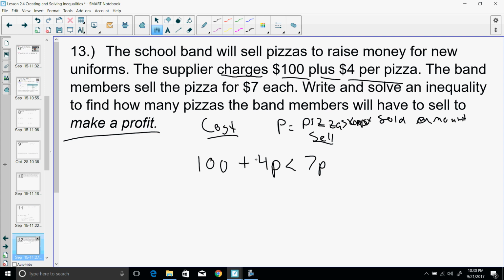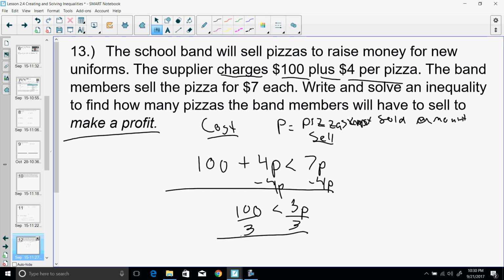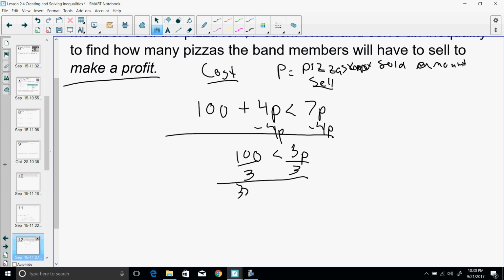Okay, so what would we do to solve this? Well, we'd subtract 4p. p minus 4p, and we get 100 is less than 3p. All right, so we divide by 3, and we get kind of a not super nice answer. What we end up with is 33 and 1/3 is less than p. Or, reading it from the variable's perspective, p, the amount of pizzas, must be greater than 33 1/3. Now here's the deal. You're not going to sell 1/3 of a pizza, right? No one's going to buy that. And you can't buy them that way.